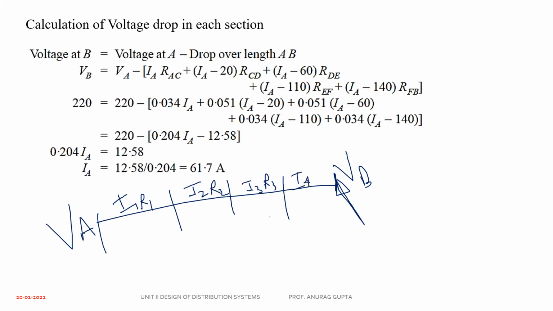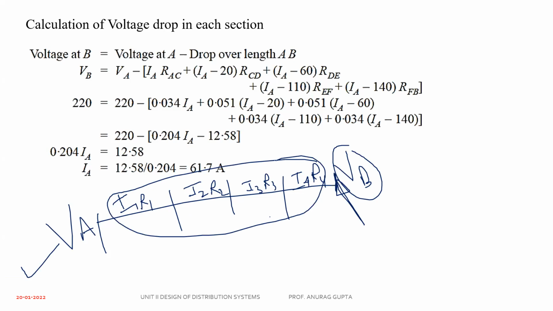So what is the voltage at B point? It's very easy to understand. That is called the simple potential difference rule: VB, the voltage at this point, will be equal to the sending end voltage minus all voltage drops. Clear? So you can see I'm doing this one. Are you getting my point?